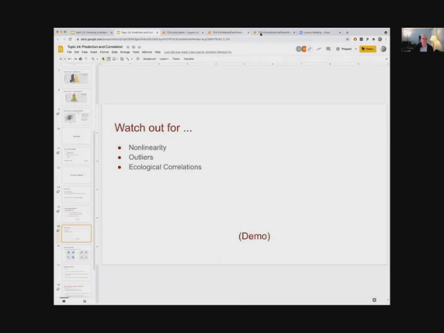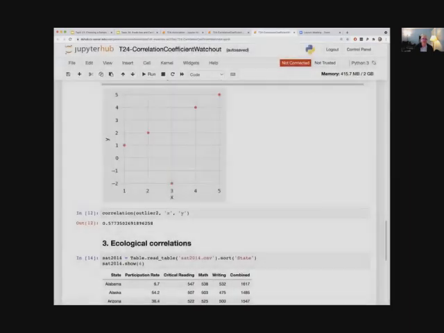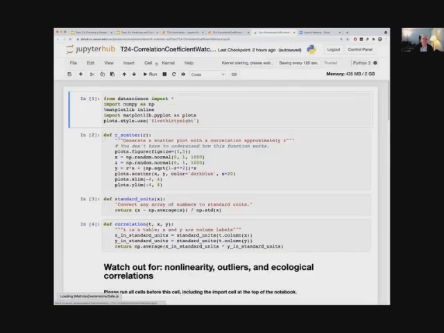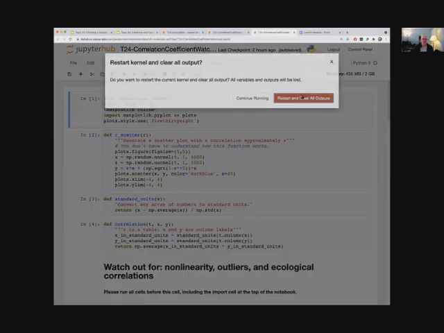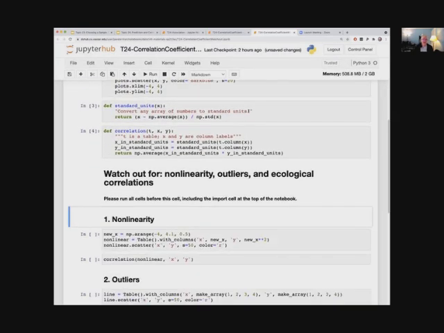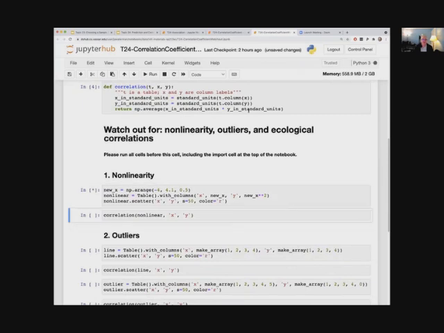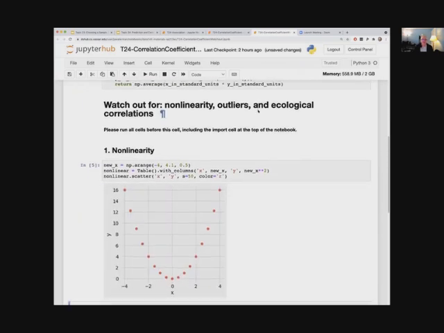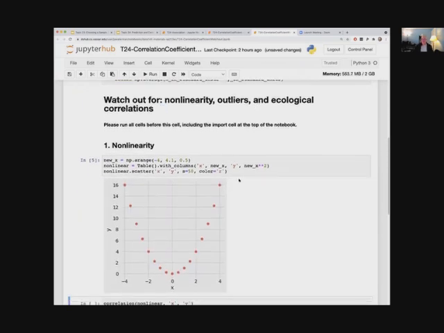And so let me show you some of the pitfalls, or some of the things to watch out for, in demo form. Okay, and so nonlinearity. Here we're going to generate some data. If you look at this data, you can see that there is definitely an association, right? You can see how I generated the data. X is related to Y. Y is going to be the square of X. So there is absolutely a relationship between X and Y.